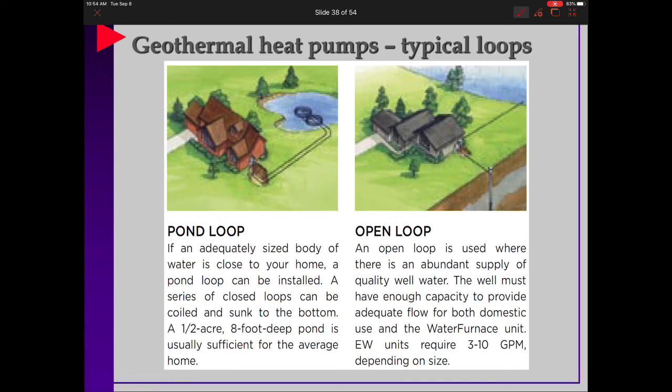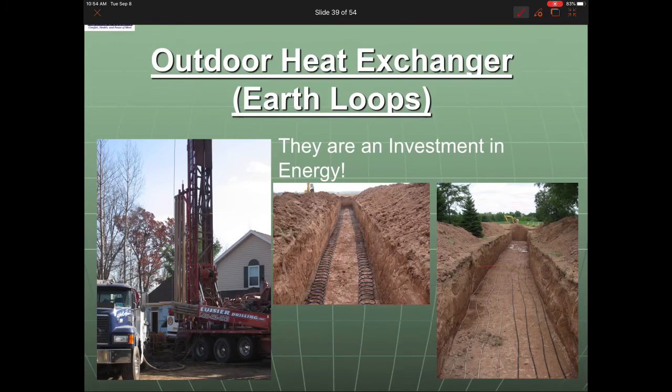So the pond loop, again, has to be big enough. They can take these loops and sink them into the water. As long as the pond is deep enough and large enough, it's a very good system, and it will function fairly well. The open loop system would be the cheapest upfront, but from an operational standpoint, you've got to have a well that's dedicated just for that. That's normally how that works, and I'll talk more about each of them coming up.